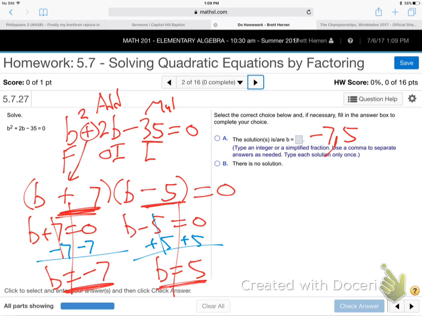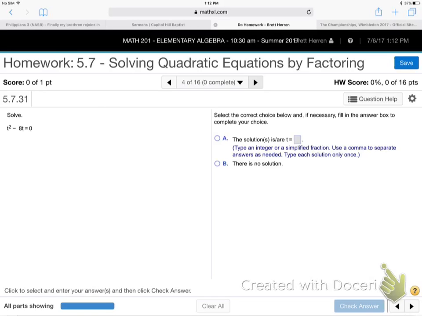Is that good? We good with that? All right, so it's just the same thing we've been doing, but now you have one extra step. So t squared minus 8t equals 0. Same thing, can you factor that one?